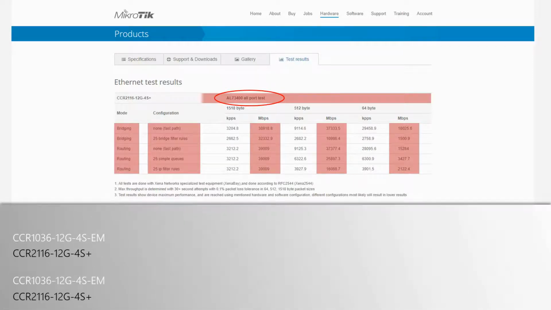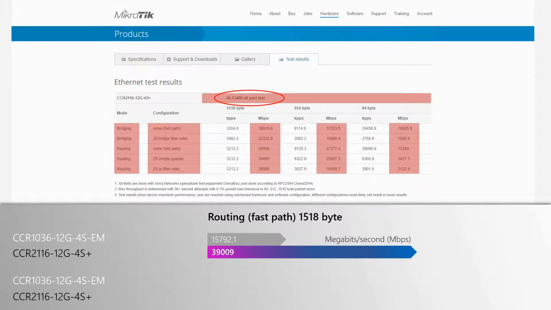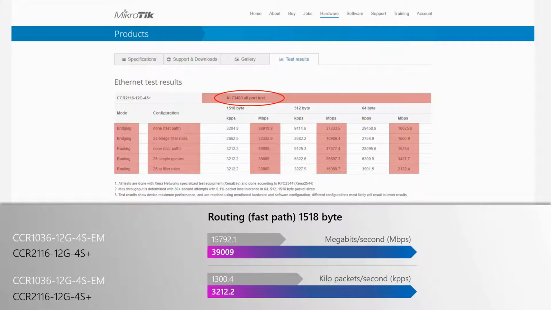As an example of the exceedingly powerful performance of this router, we can compare it to a previous customer favorite device, namely the CCR1036-12G-4SEM, in a typical fast path routing configuration. Whereas the 1036 transmits around 16,000 megabits per second, the 2116 goes up to almost 40,000 megabits. Also, while the 1036 passes 1,300 kilopackets, the 2116 is able to transmit more than 3,200 kilopackets.